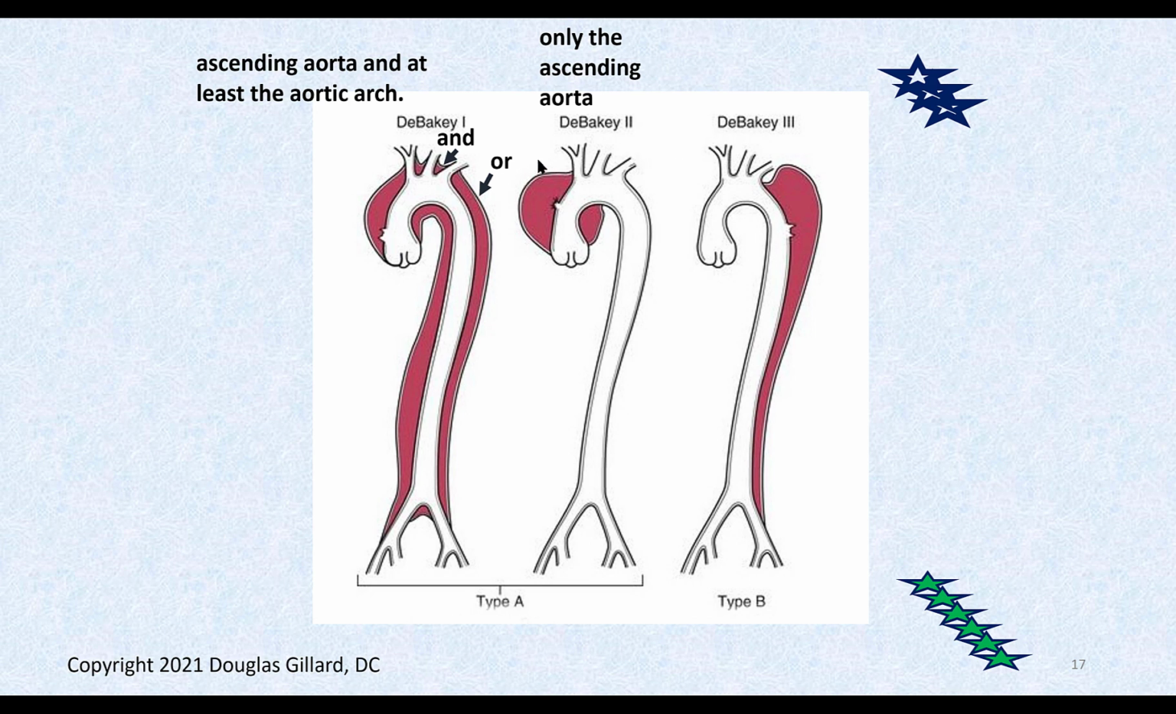DeBakey 1, DeBakey 2, DeBakey 3. DeBakey 2 is the easiest one to do first. It can only be in the ascending aorta, extremely dangerous. DeBakey 1 means it's in the ascending aorta and it has to extend somewhere else, probably into the arch, but maybe not. Maybe just a little piece into the descending aorta, but it has to extend. DeBakey 2, it's only here. DeBakey 1, it's in the ascending aorta and it has to extend. DeBakey 3 means it has to be in the descending aorta.